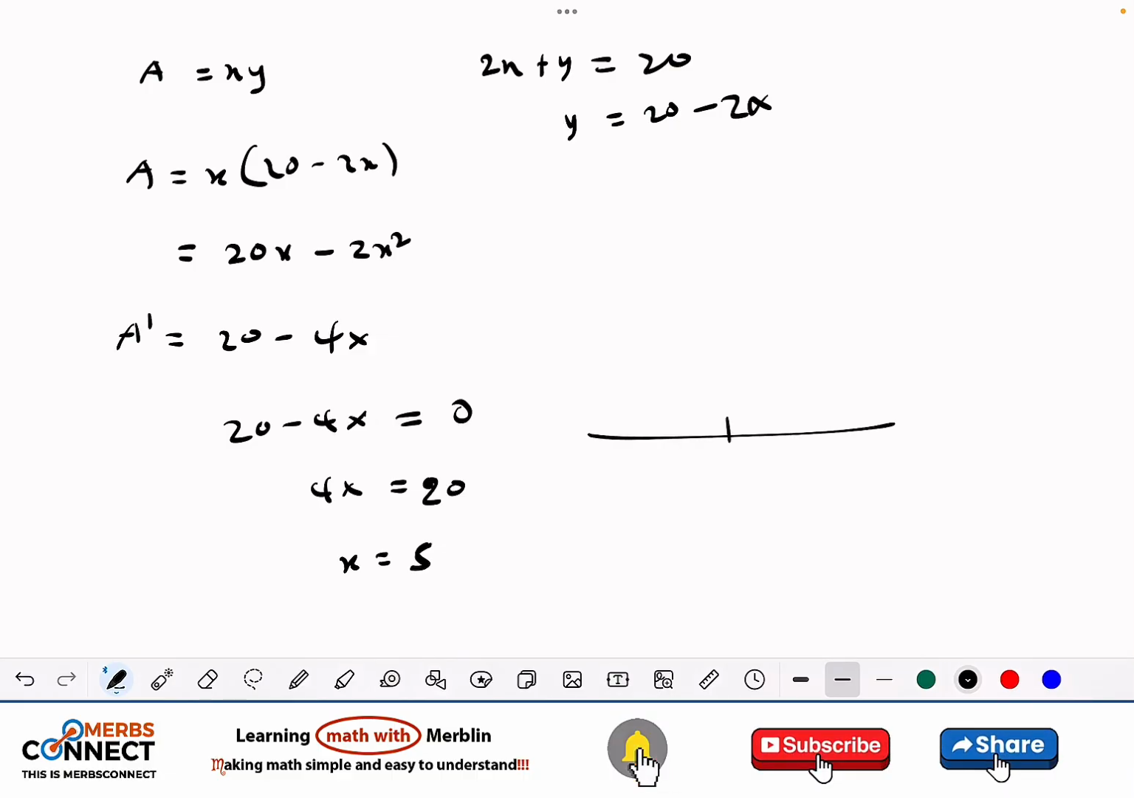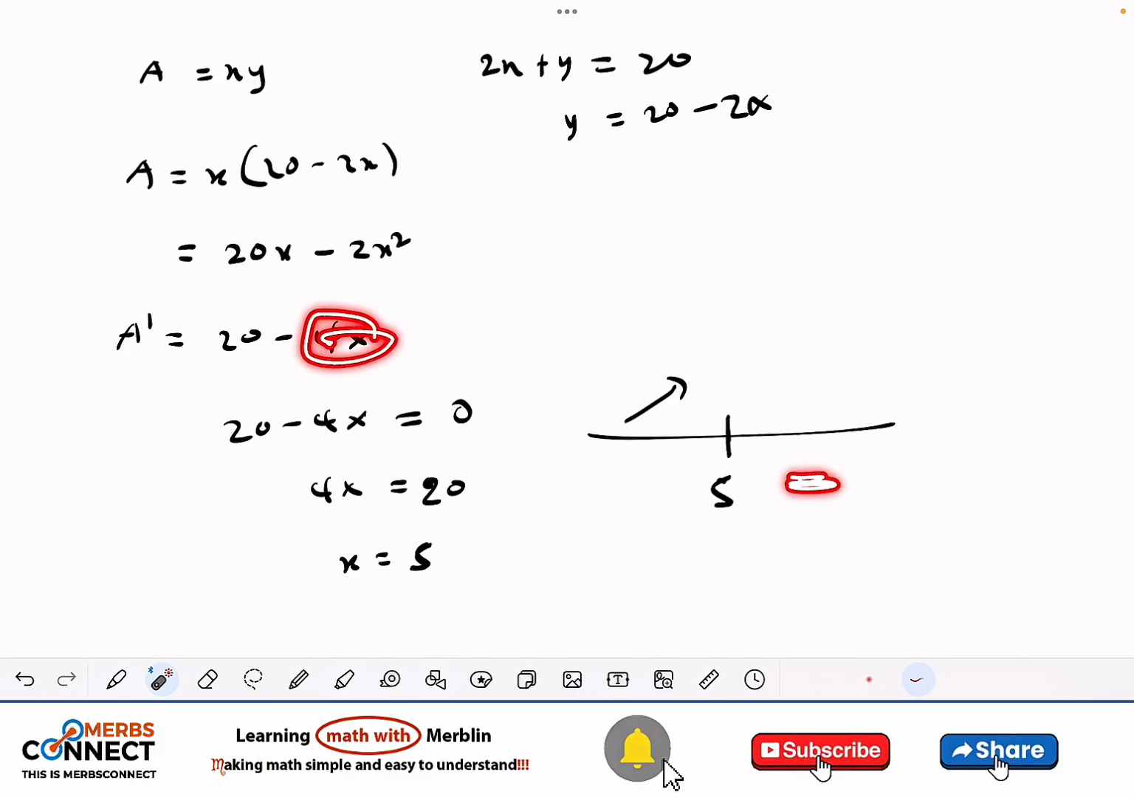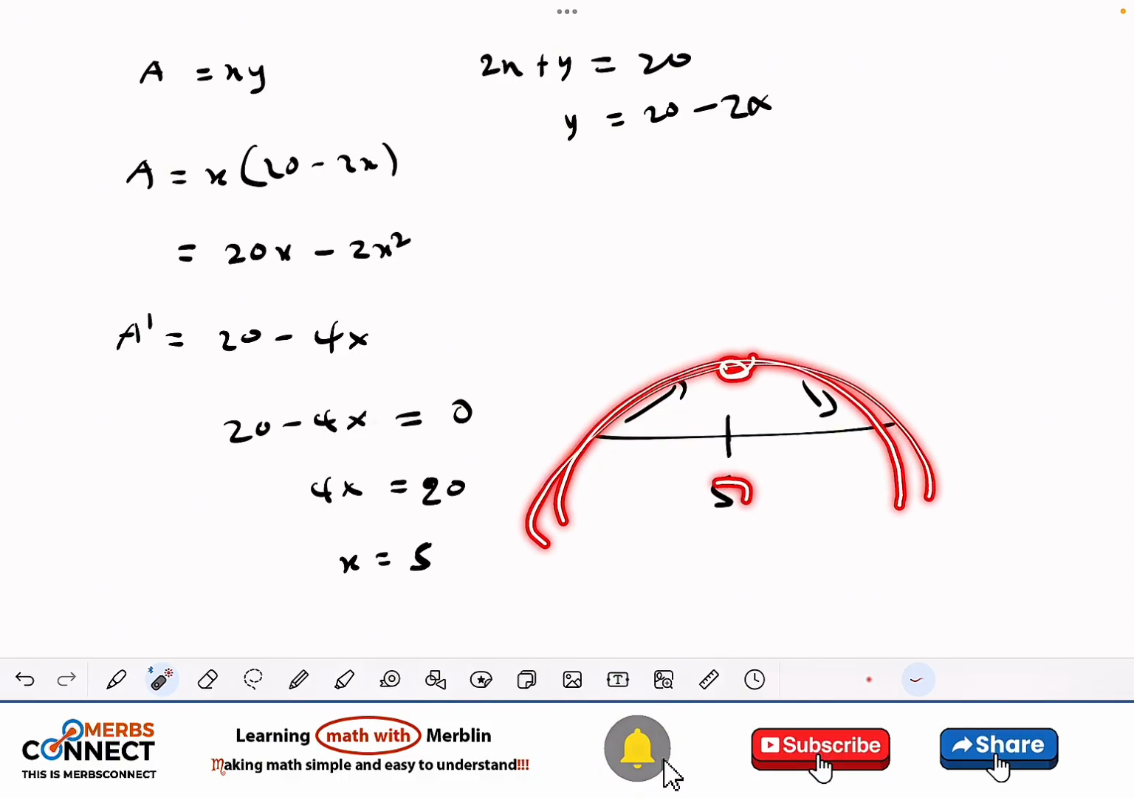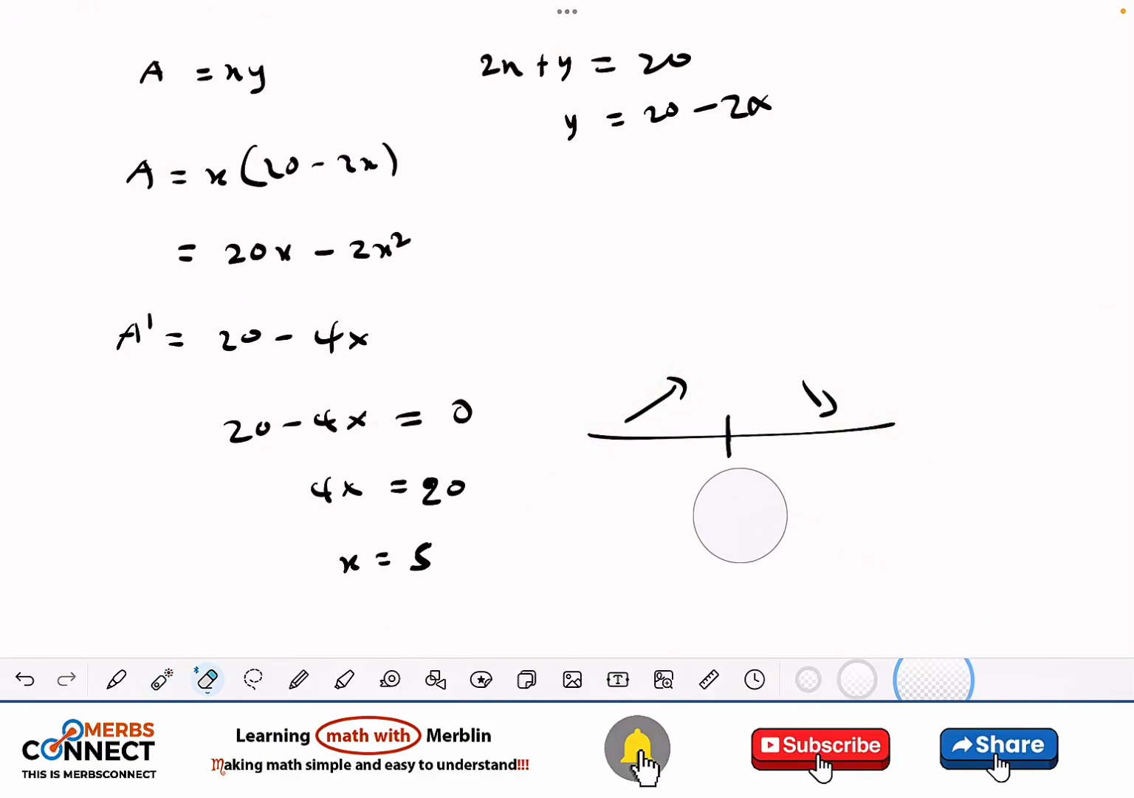You can just use the sign chart, or you can use the second derivative, right? So I pick any value here, something like 4. 4 times 4 is going to give us 16, and this is positive, so this is going to increase. When I pick 6 here, 6 times 4 is going to be 24, and this is going to decrease. So you will see that we are having it like this. So it maximizes when x is equal to 5.